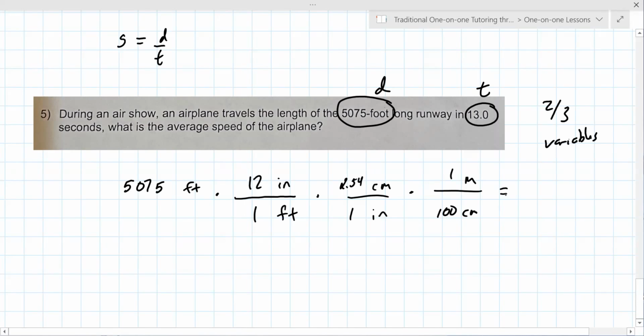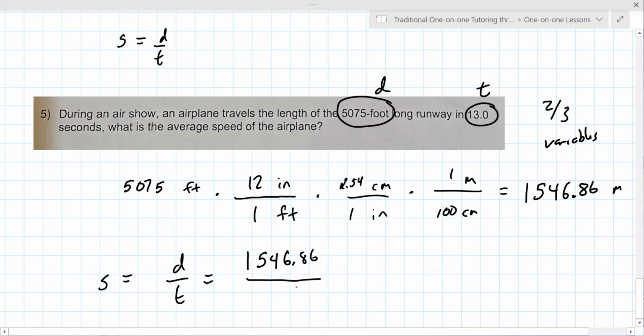So let's get that number here. 5,075 times 12 times 2.54 divided by 100. All right, so I get 1,546.86 meters. Okay, so now the speed is the distance over time. Your distance is 1,546.86 over 13. So you take that number you just calculated and divide it by 13.